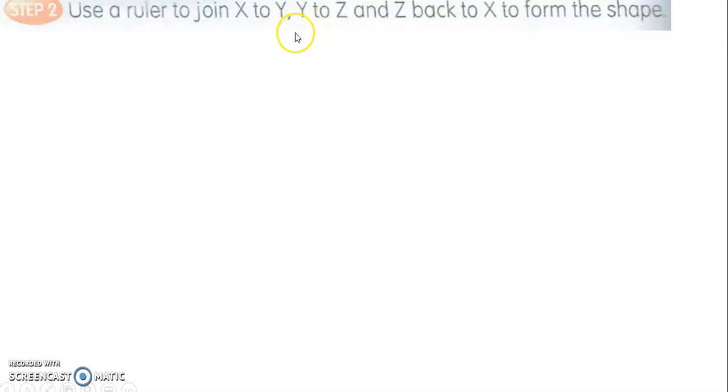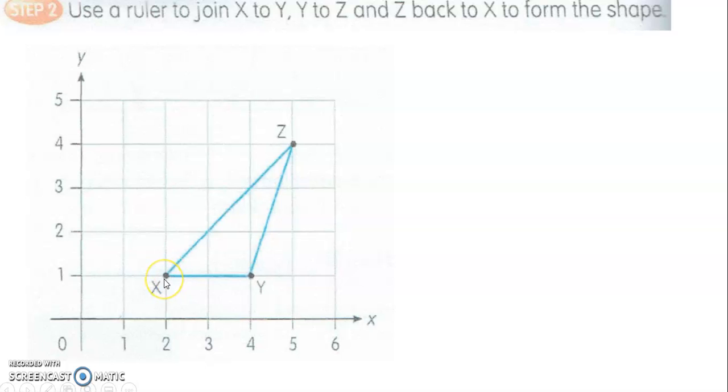Second step, we need to use a ruler to join the points X, Y, and Z. So we start off from the point X, and then we draw a line between X and Y. After that, a line between Y and Z. Finally, we draw a line from Z to X, so that we get the shape on the grid and we form it correctly.